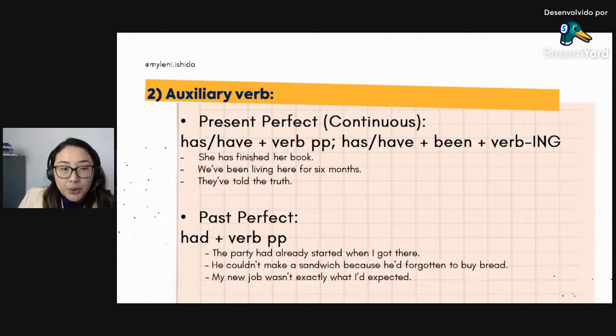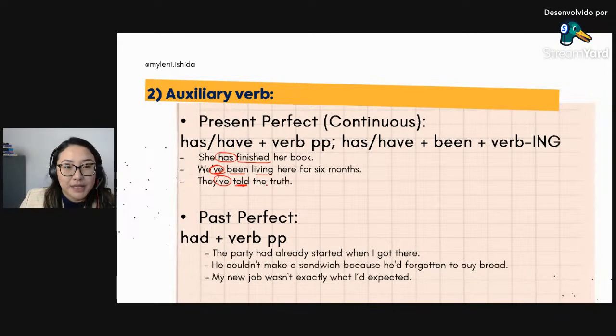She has finished her book, okay? Here I have she has finished. In this case, has is the auxiliary verb, finished is the verb in the past participle. Here I have the present perfect. We've been living here for 6 months. We've been living. This is the present perfect continuous. Have in this case is an auxiliary, just like in the first example. They've told the truth. Here again, I have the verb have as an auxiliary and then the main verb told. Okay? Look at the difference.